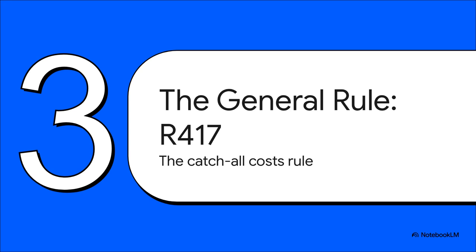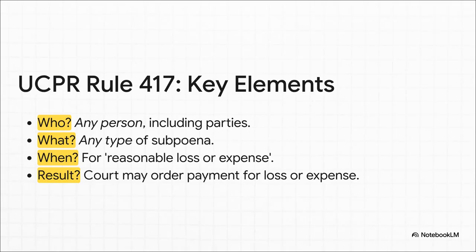Well, that's where Rule 417 comes in. If Rule 418 is the sharp surgical scalpel, think of Rule 417 as the broader, catch-all safety net. Just look at the differences here. Rule 417 applies to any person. And yeah, that includes the actual plaintiff and defendant in the case. It also covers any type of subpoena, not just for production.